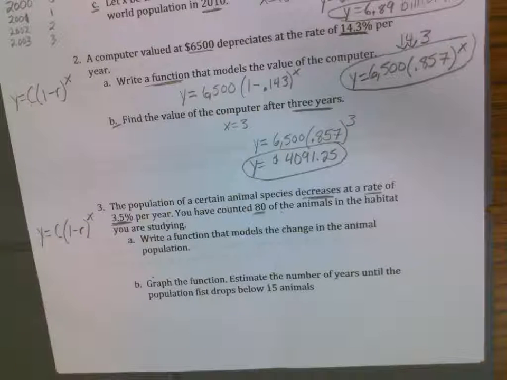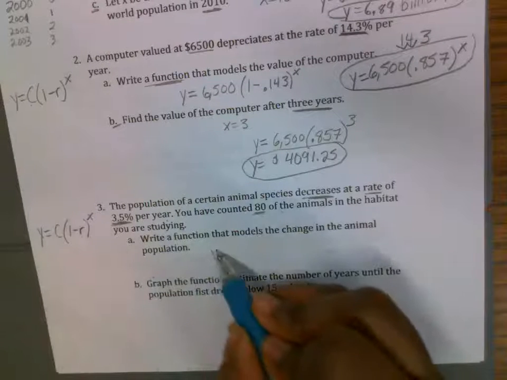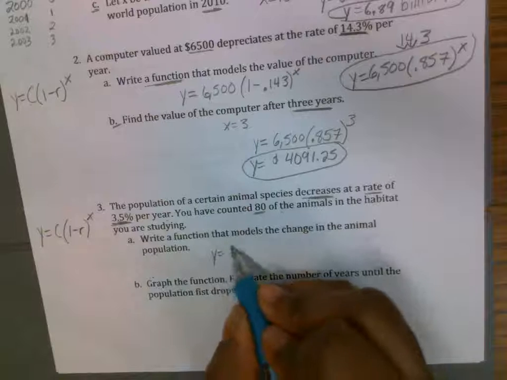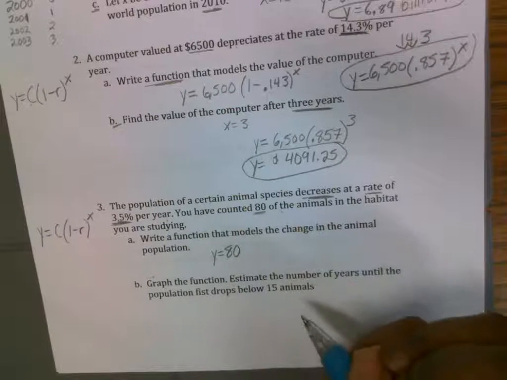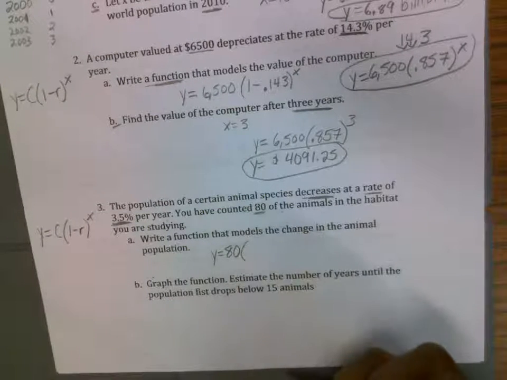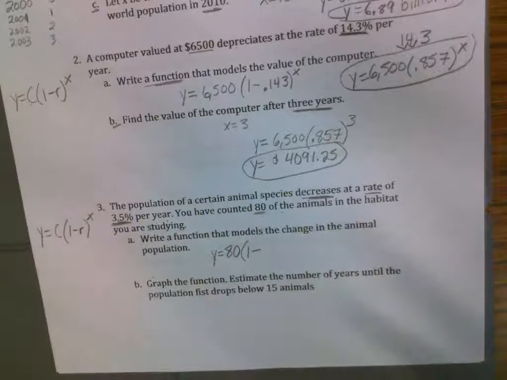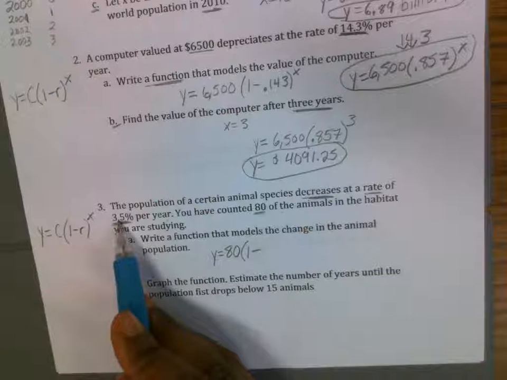So let's write this down. What's our C going to be? Very good, 80. Excellent job. And we write parentheses 1 minus. Now we have to write our rate, a percent, as a decimal.